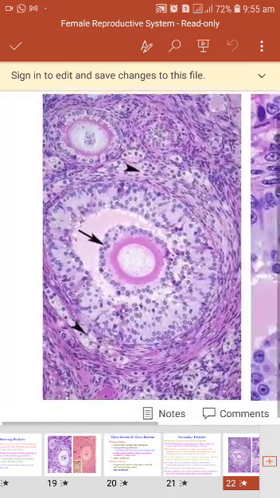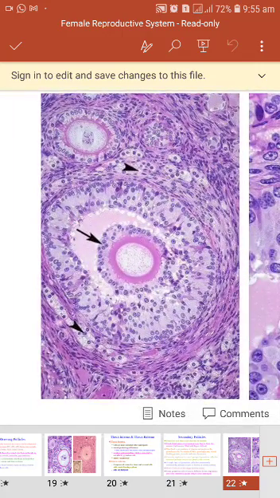This is the diagram. With the arrow you can see the cumulus oophorus projecting into the antrum. The pinkish area is the antrum cavity, which is formed due to the collection of fluid consisting of glycosaminoglycans and proteoglycans, and all around the cavity are the granulosa cells.